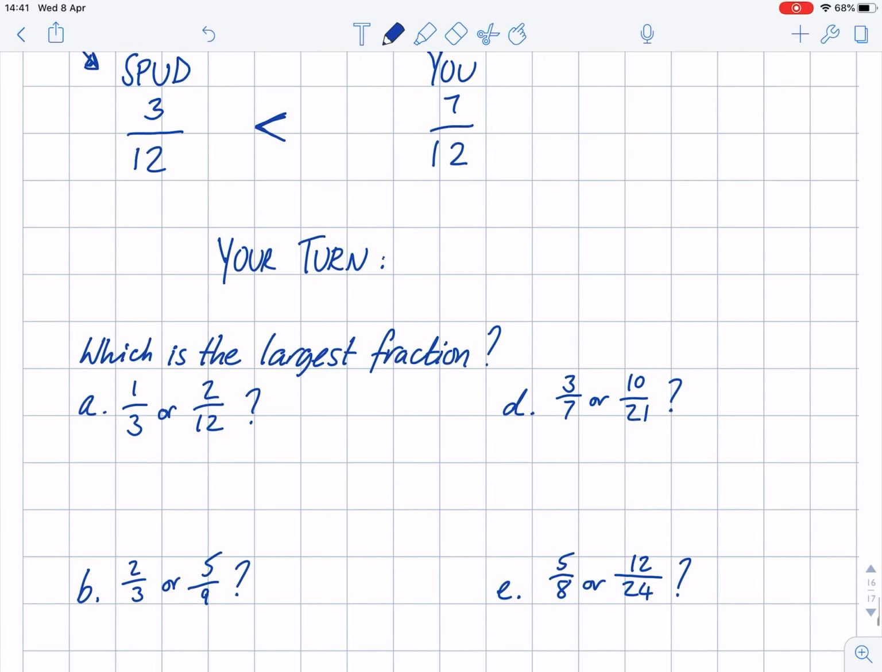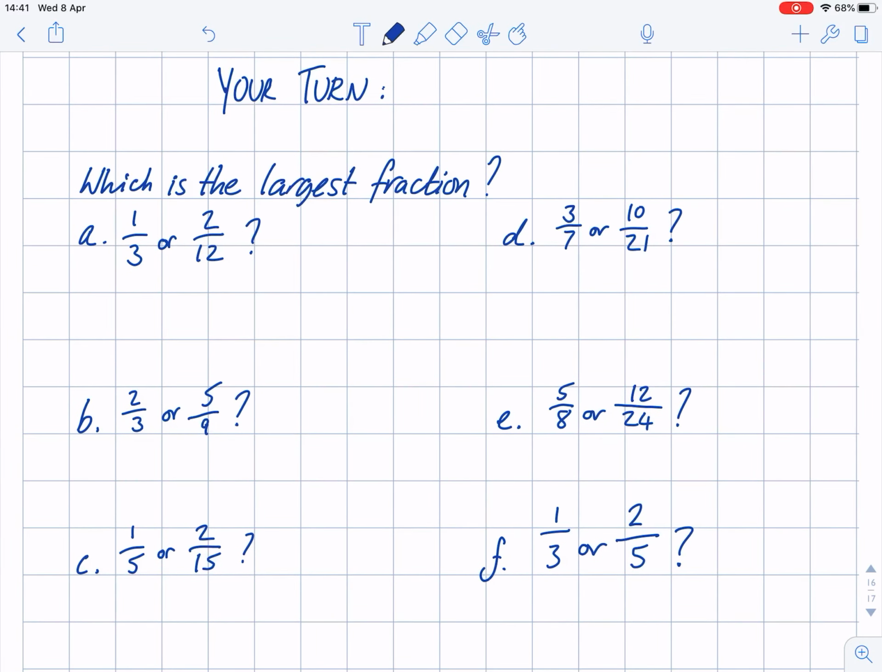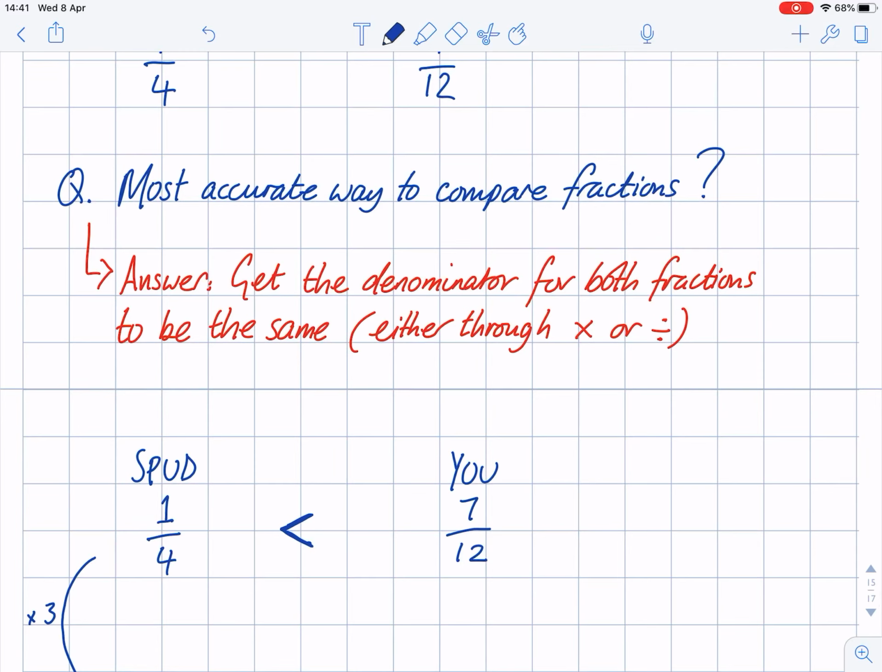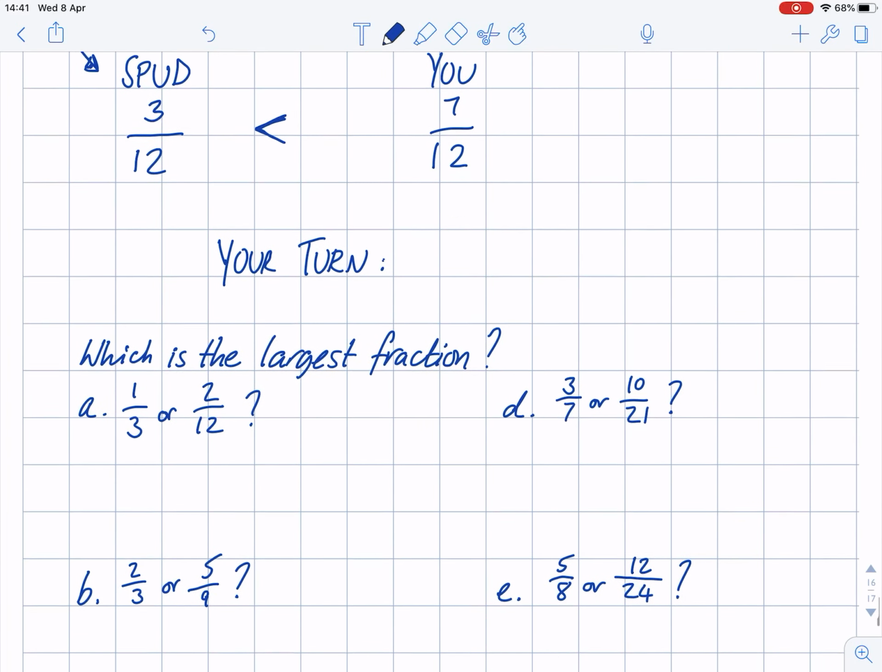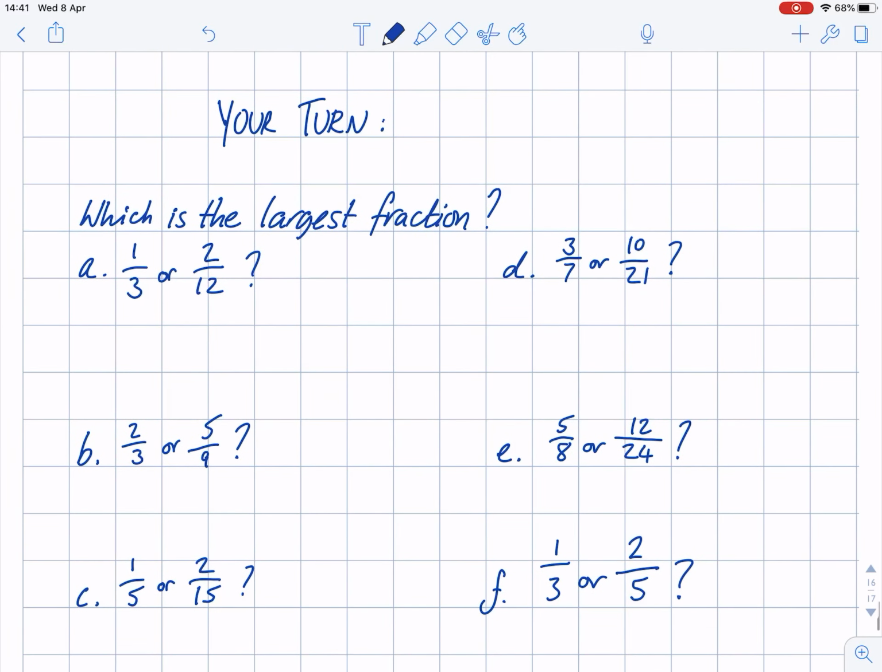So, you can see here, I've given you 6 to solve, which is the largest fraction. So remember, if we go back to this one, actually, the answer is to get the denominator to be the same through multiplication or division. Now, I'm going to be really kind. All of yours, if you multiply the first fraction by a number, I'm not going to tell you what that number is, then it will become the same as the denominator on the second number.